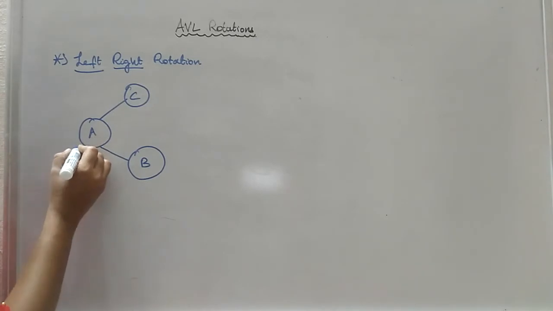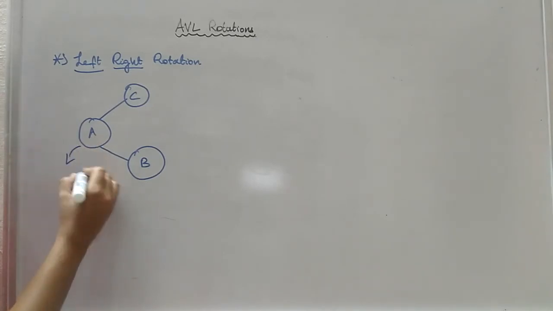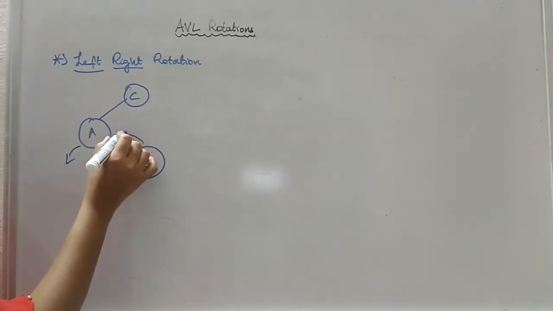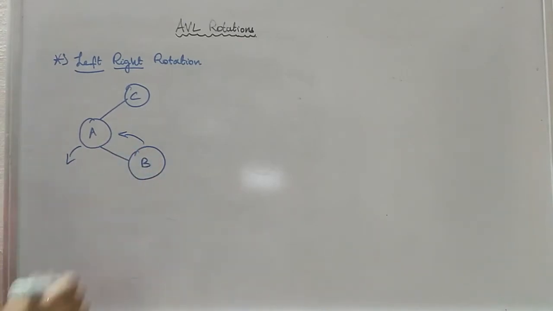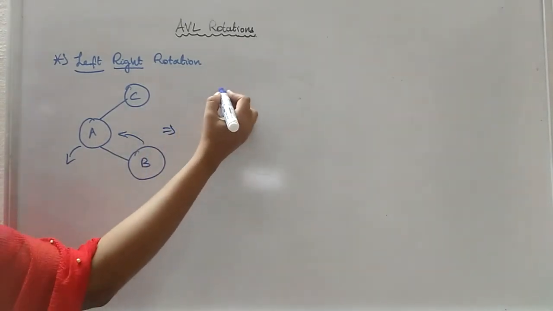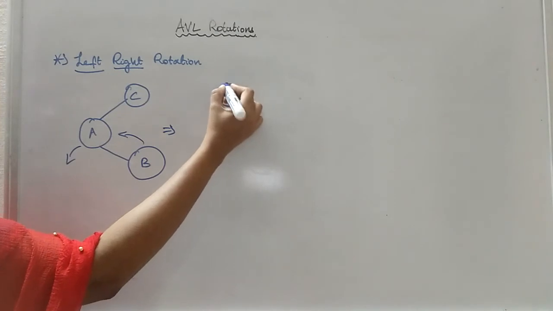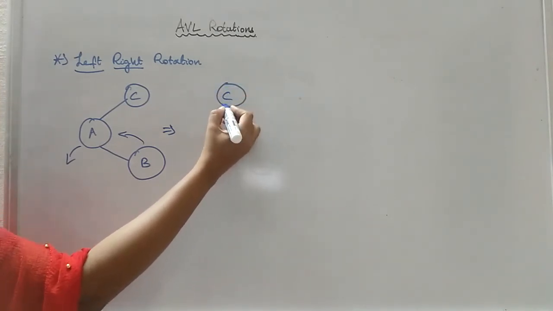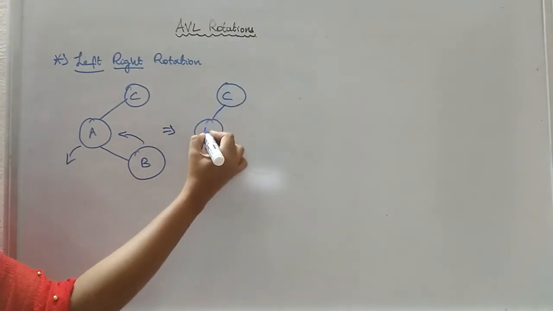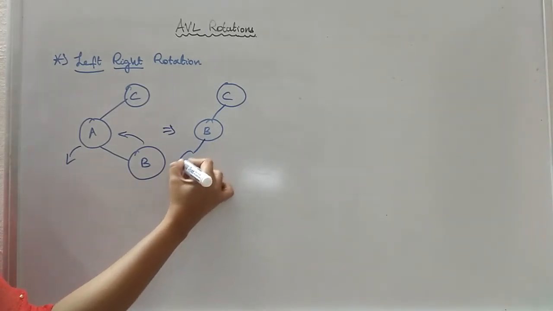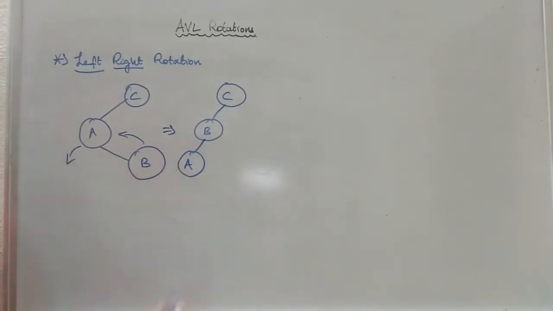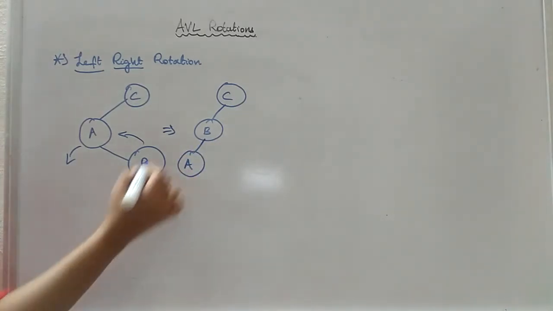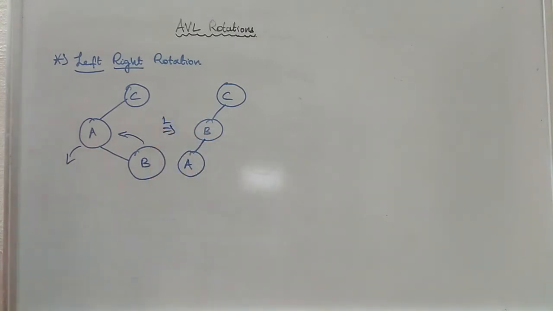So this A node will come down here and B will be moved to this place. So you will have the structure like this one. B will come here and A will appear here. Okay. So this is left rotation. Next, what are we going to do?